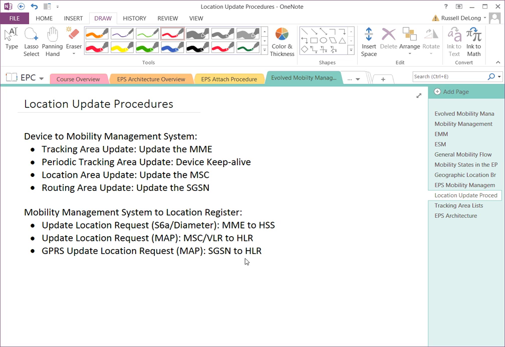So I put this slide here just to really illustrate that it's the same concept of a device registering with a mobility management system, sending those location updates every X number of seconds or minutes as a keep alive, and becoming connected, sending a service request. All of these terms are the same whether you're talking about CS, PS, or EPS networks, and it's just some new terminology that's being applied to the same theory here for EPS.